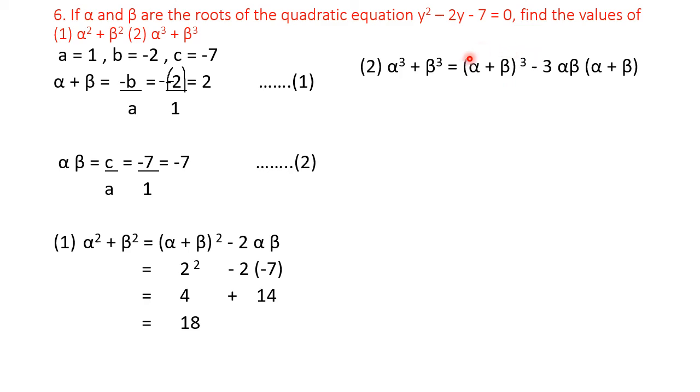Here also we are going to do the same thing. We are rearranging this formula, alpha plus beta the whole cube. Remember it was the a plus b the whole cube formula. So similarly we are going to do this here also, and we are going to substitute the values.